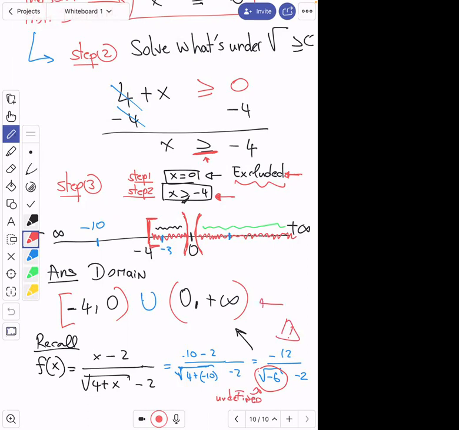So what I'm saying with this answer, guys, is that my input x can be any number in this interval. And so you have to avoid all the real numbers outside this domain. Okay.